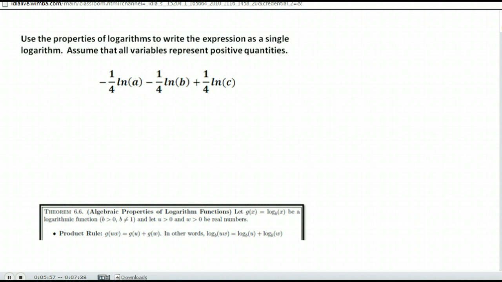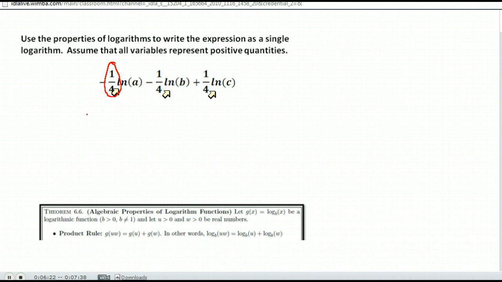And one last example. We have negative 1/4 of the natural log of a minus 1/4 the natural log of b plus 1/4 the natural log of c. Again, notice these are all natural logs. They have the same base, so it is legal for me to combine them as a single log. First thing we're going to do is take our exponents up. So I have 1/4 here.